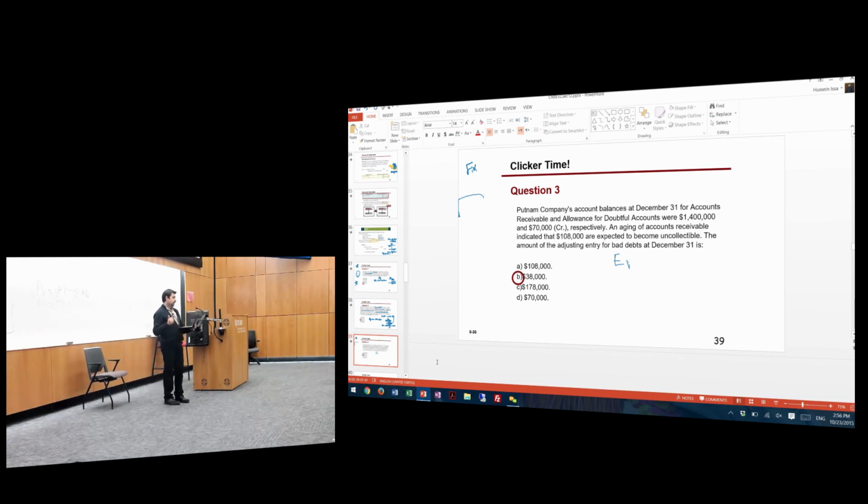Okay? So what we have here is, we know that the ending balance is supposed to be 108,000. And those are expected to be uncollectible. At the beginning, we had 70,000 on the credit side. Do you have any write-offs? So we have 70,000 plus the adjustment should be equal to 108. That means the adjustment is equal to 38. That's even easier than the question before. So you might have, it doesn't mean that you will always have one or the other.